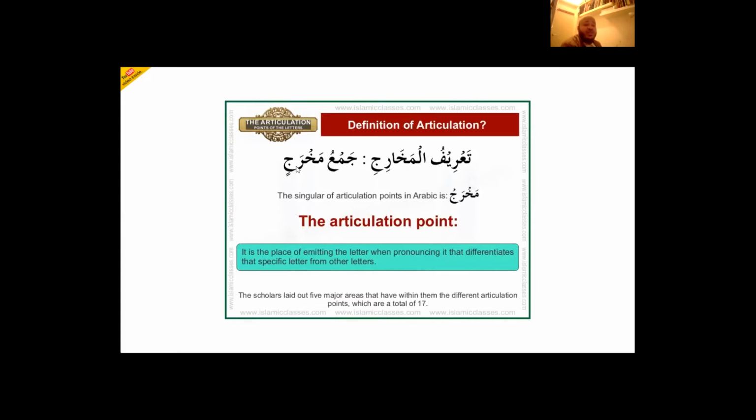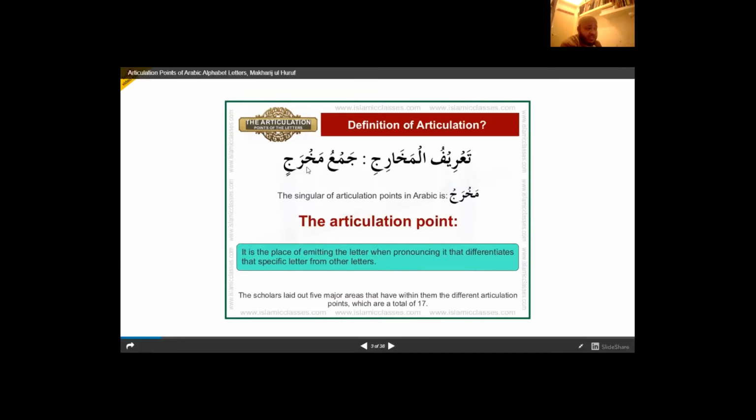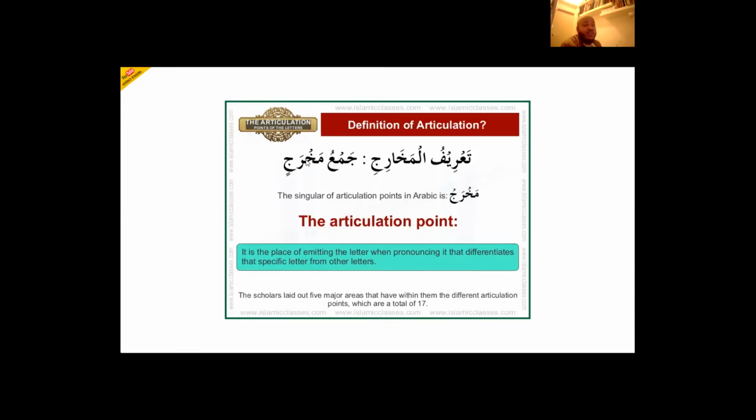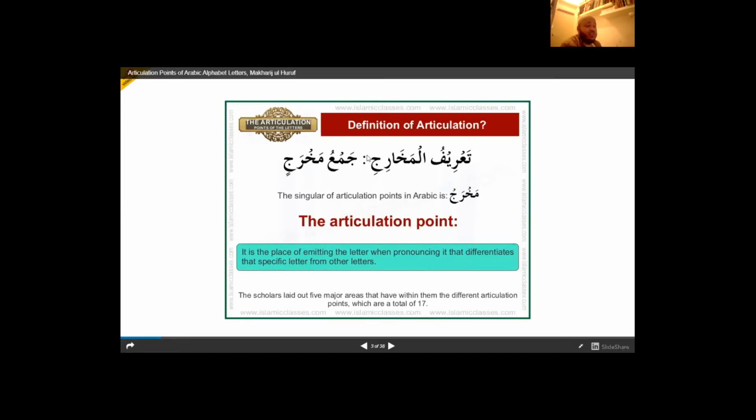But kharaja means to exit. It is derived from the Arabic word kharaja. And that's what you'll find in all of these makharij and makhraj. You'll find in particular the letters kha, ra, and ja never disappear, even in the plural version. Because these three letters are the foundation building blocks to presenting different ways of forming a word and giving it different meanings.